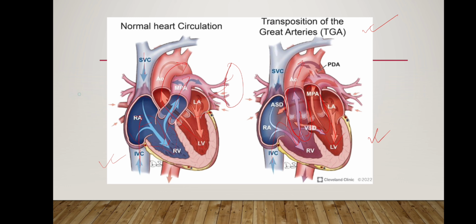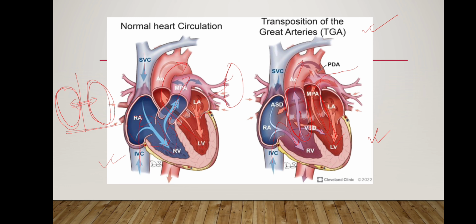That means there is a cycle of deoxygenated blood going like this, and a parallel cycle going on the other way, in which the oxygenated blood enters into the left atrium, then the left ventricle, and then into the pulmonary artery. The oxygenated blood is circulating parallelly, but there is no connection and no mixing of this blood. That's why the child will not survive after birth.